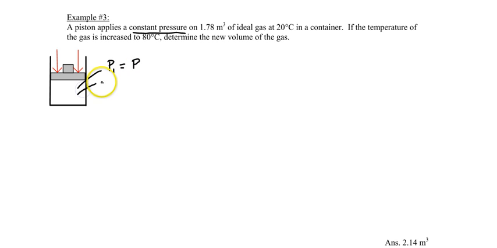The initial volume of the gas in here, so we have all these molecules in here, V1 is given as 1.78 meters cubed, and we're also told the temperature at the initial state is 20 degrees Celsius. Okay, we now know that if the temperature of the gas is increased to 80 Celsius so that the platform can move up and down, it'll change volume under this constant pressure process.